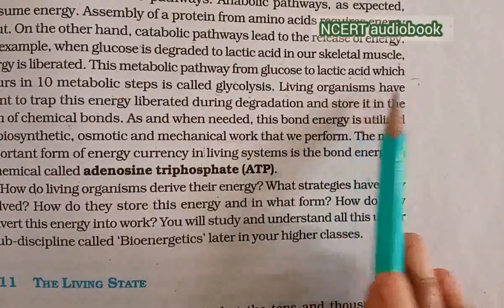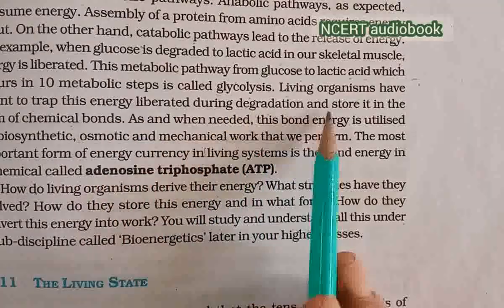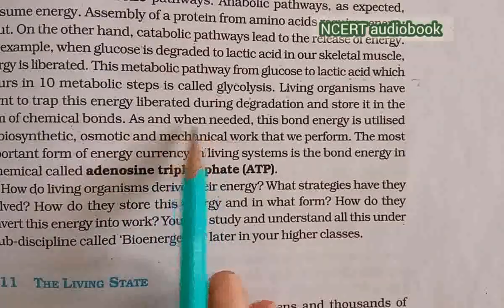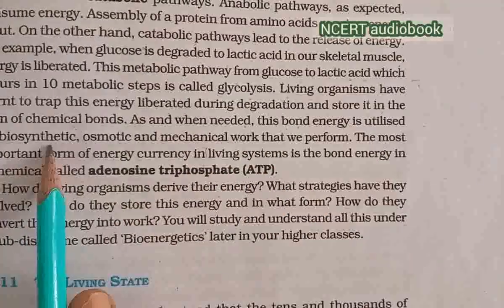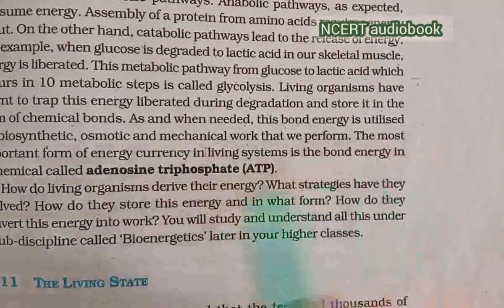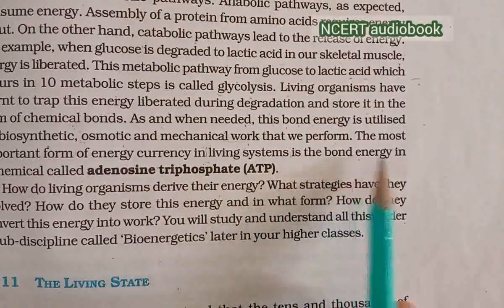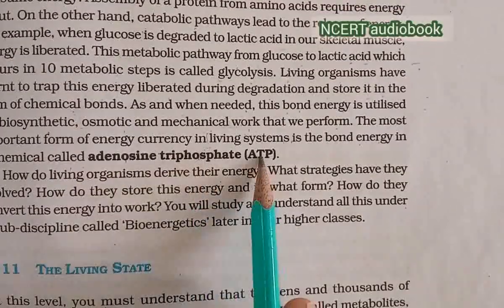Living organisms have learned to trap this energy liberated during the degradation of the stored compounds. It is trapped in the form of chemical bonds. When we need this energy, the bond energy is utilized for the biosynthetic, osmotic and mechanical work that we perform. The most important form of energy currency of the living system is the bond energy in the chemical called adenosine triphosphate, or ATP.